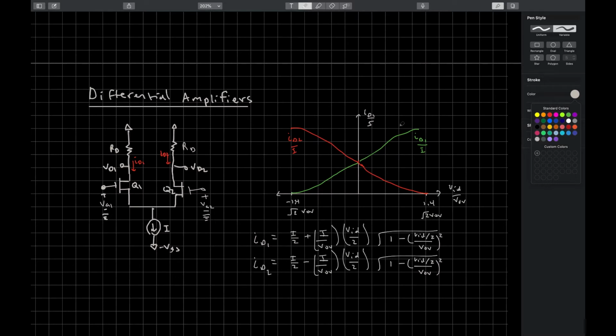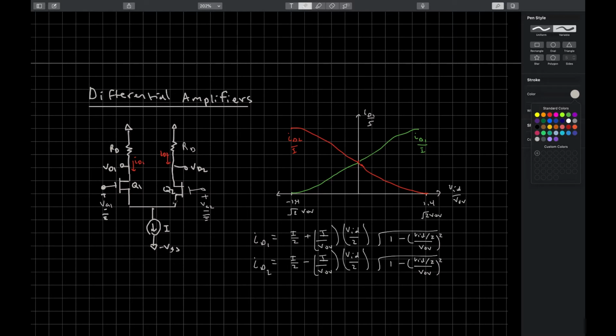So what I have is two MOSFETs here, which are set across from each other, connected by their source to a current source, which has a value I, and a power supply negative VSS. And what I'm going to do is input voltages into the gates. So that's V gate 1 and V gate 2, and I have outputs V drain 1 and V drain 2.